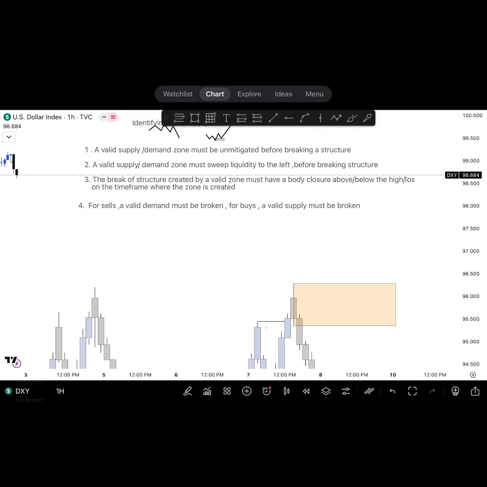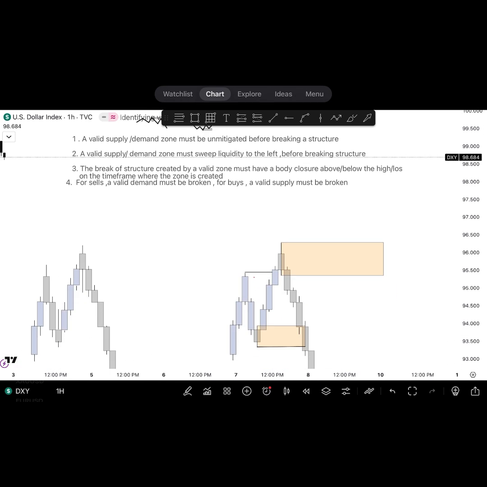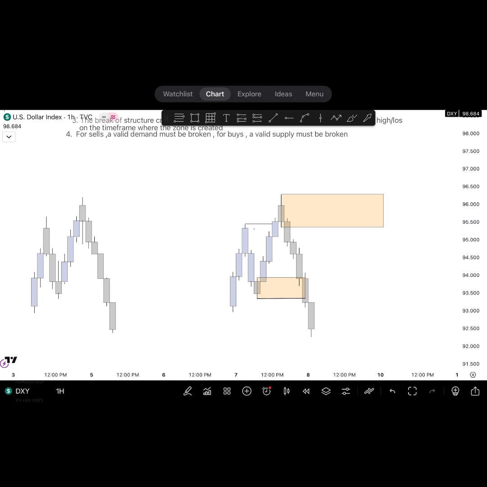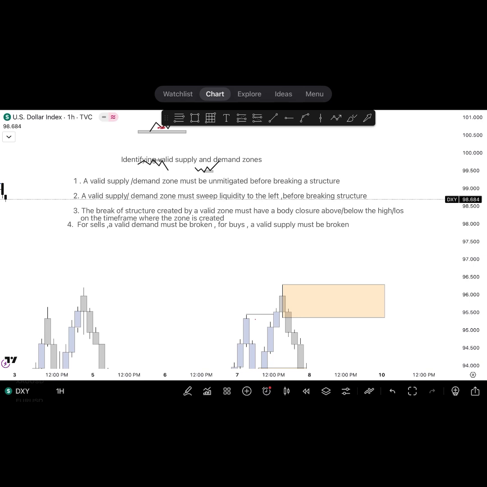That is all we need. The first one says, I'll go over the rules again. If valid, supply and demand must be unmitigated. Look at this schematic. The demand is unmitigated. The supply as well is unmitigated.